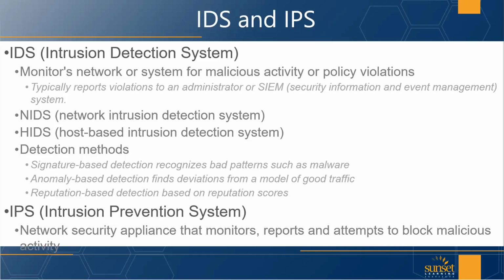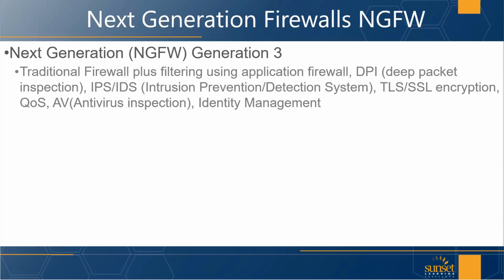So far we've covered firewalls, Gen 1s, packet by packet. Gen 2s, which are connection oriented. Then we look at IDS, intrusion detection, where now we're looking at other traffic that's flowing in. And IPS, the ability to try and stop that. Well, that's what leads us to the next generation firewall, or Gen 3s. So we have our traditional firewall. Typically, it's going to be a Gen 2 firewall, but we also can add filtering using an application firewall.